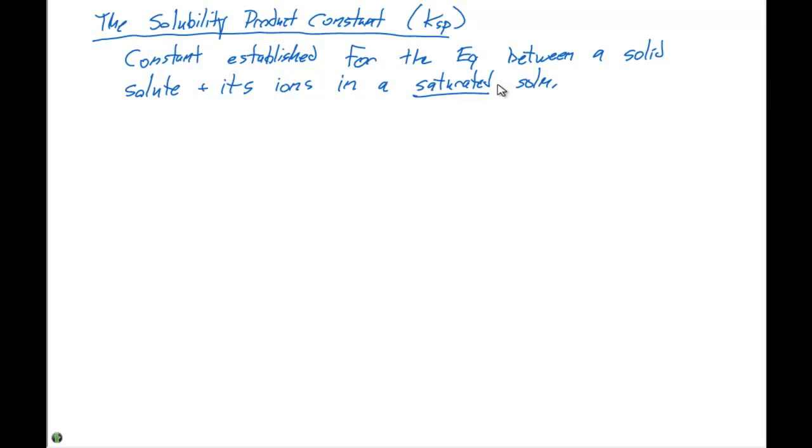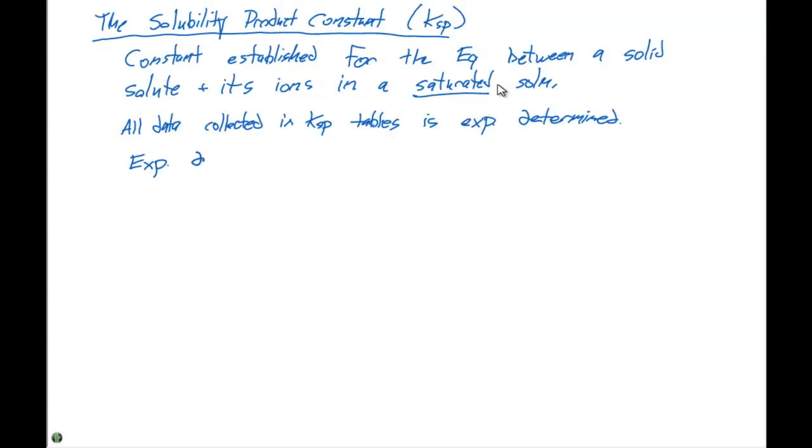So one of the things that I really want to emphasize is that all data collected in KSP tables is experimentally determined. This is the same for pretty much any type of data that you'll see in a table in a textbook. We have to go into the lab, we have to perform an experiment, that experiment needs to be repeated, and then we come up with a particular value for that. So what we did is we're going to experimentally determine the KSP for the following expression.